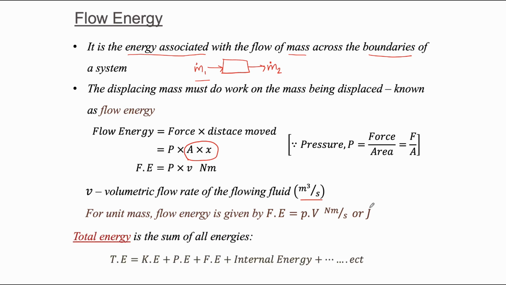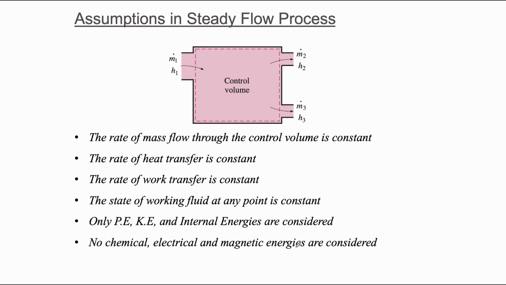And also, the total energy of any system is the sum of all energies. That is, total energy is equal to kinetic energy plus potential energy plus flow energy plus internal energy, plus it can be heat or work or any kind of energy that is associated with the flow process. So before deriving, we need to understand the assumptions in steady flow process.